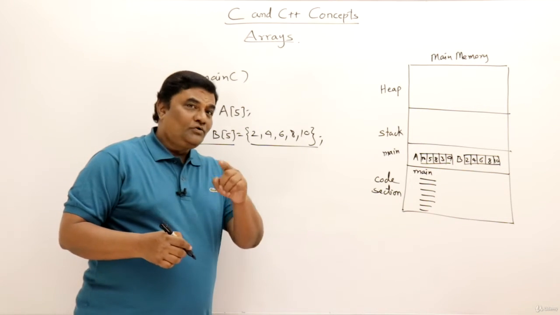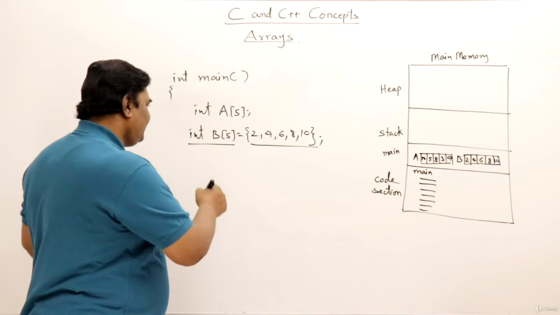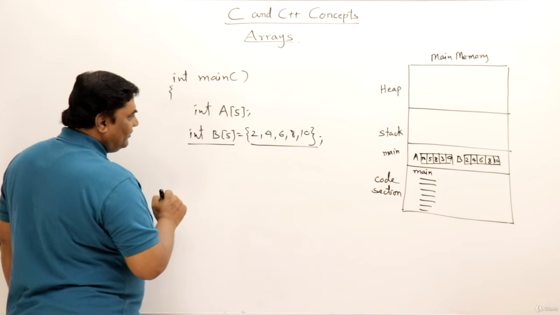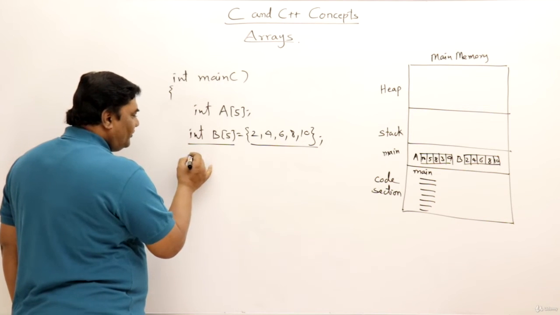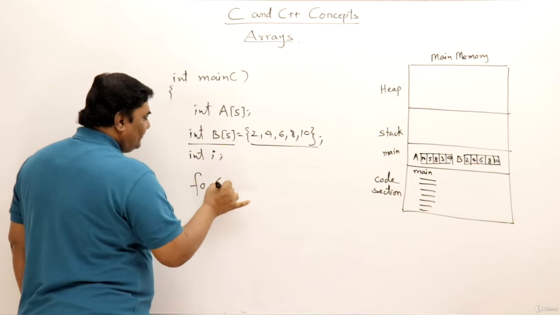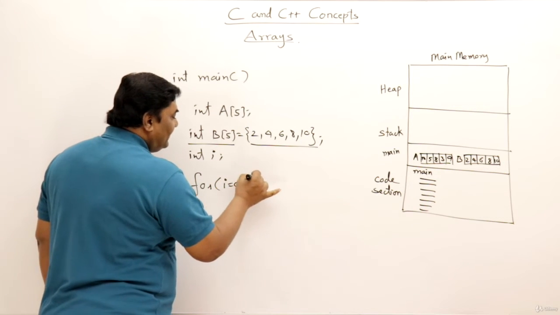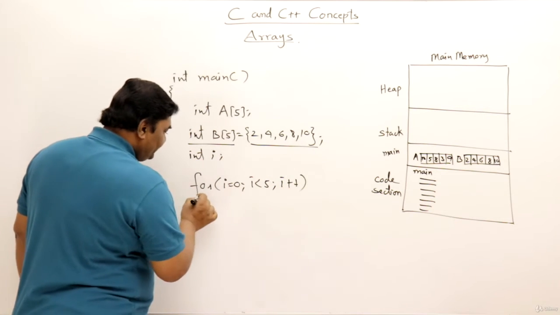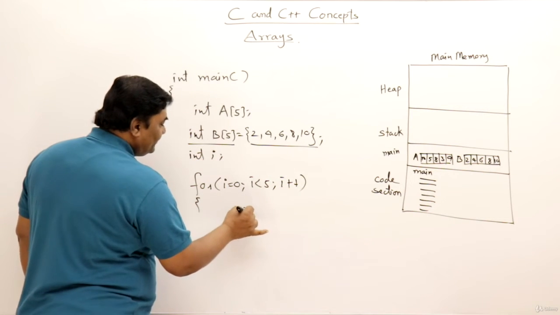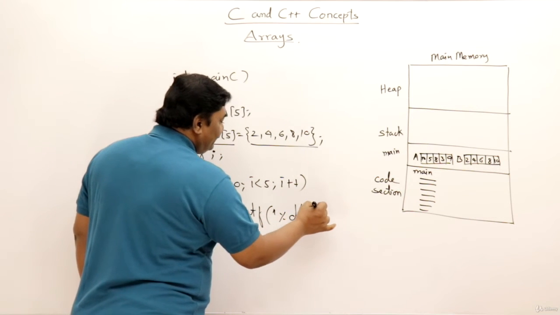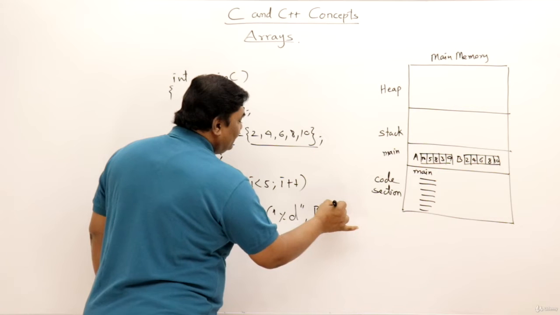Now the next thing is how to access an array. For accessing an array, we can access all the elements one by one. Suppose I want to print all of them, then I can use a for loop. For that I will take one variable i, and using a for loop, for int i assigned 0, i less than 5 since 5 elements are there, i plus plus, then using printf I can print it. printf %d, b of i.